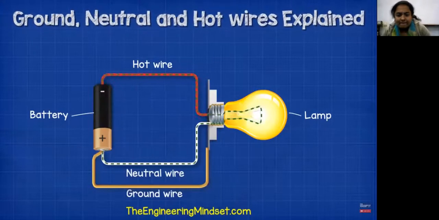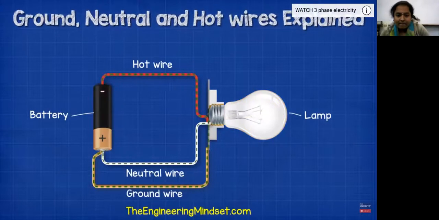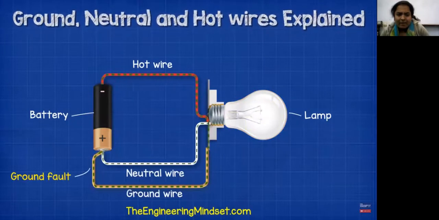If the hot wire touches the metal casing, then the electricity will now flow through the ground wire instead. If the hot wire is connected to both the neutral and the ground, then it will now flow through both wires back to the source. But as the ground wire has less resistance, more current will flow through it. When electricity finds a way to leave its circuit and return to the source through a different way than its neutral wire, this is called a ground fault.